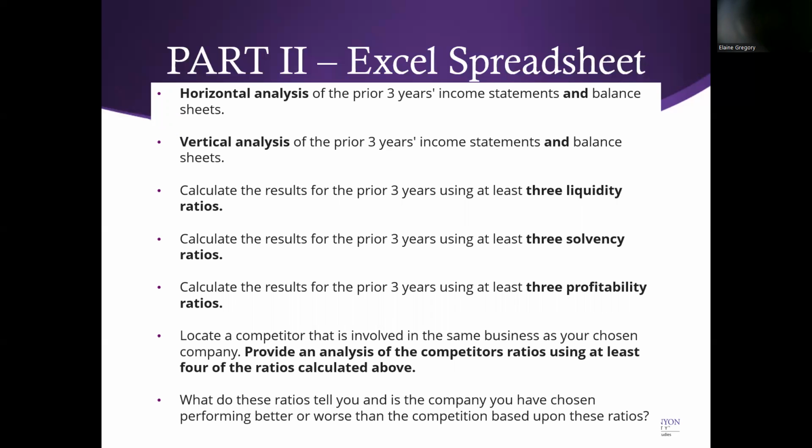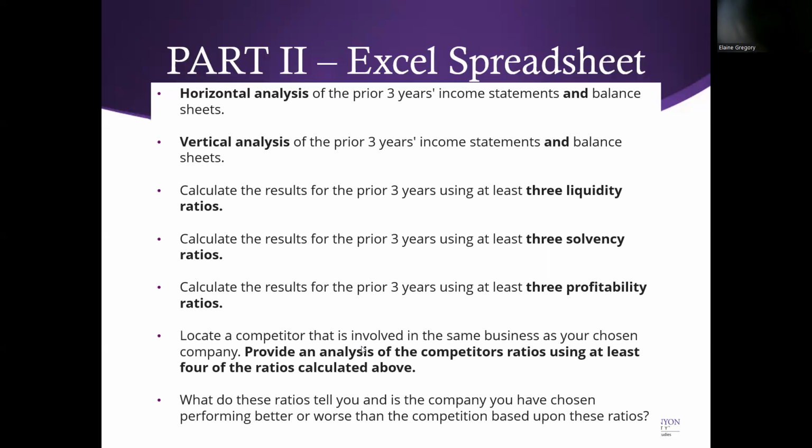And then again, you'll locate a competitor that's involved in the same business, and you'll provide an analysis of the competitor's ratios using at least 4 of the ratios that you're calculating above. Then you're going to have to reflect upon that and say, what do these ratios tell you? And is the company that you've chosen performing better or worse than the competition you called out based upon these ratios?